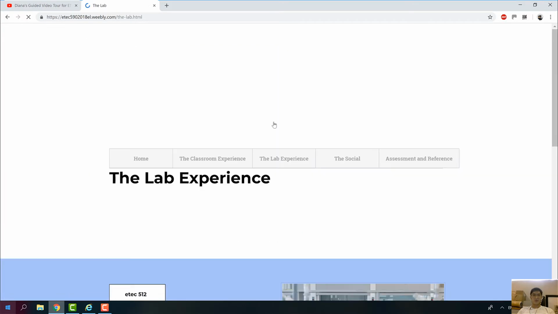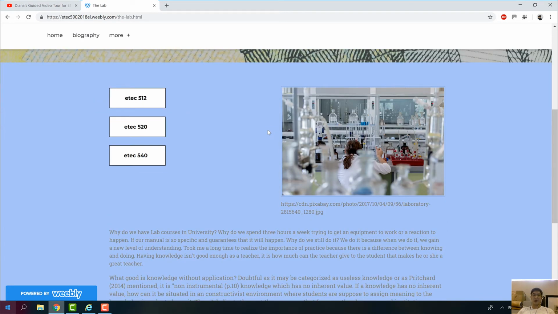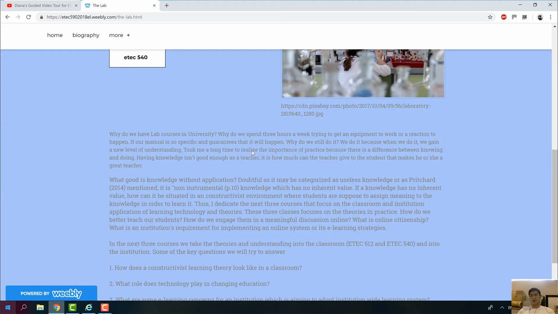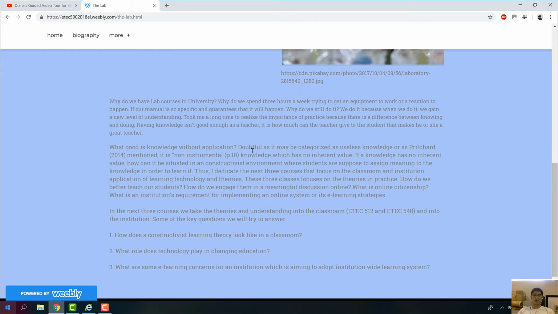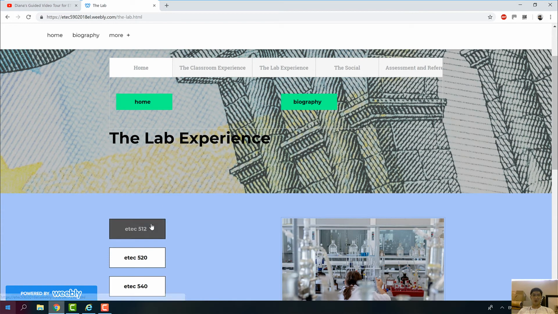Within the lab experience, which focused mainly on the application process, we had understanding supporting technology, understanding how the text plays a role within the classroom, how it has changed. So first, we want to focus on what does the learning theory look like in the classroom? How does activity play in changing education? And what are some concerns for planning an e-learning institution?